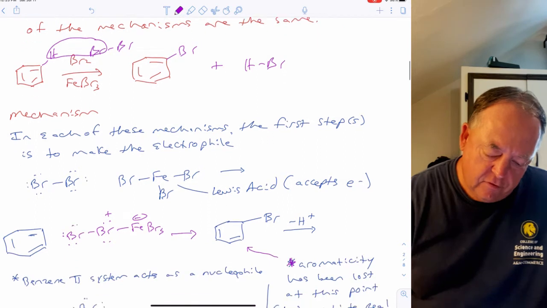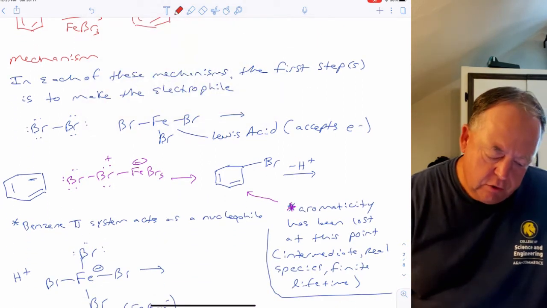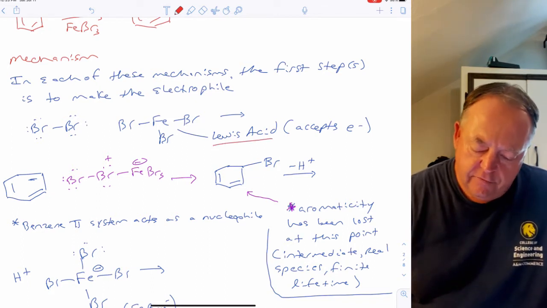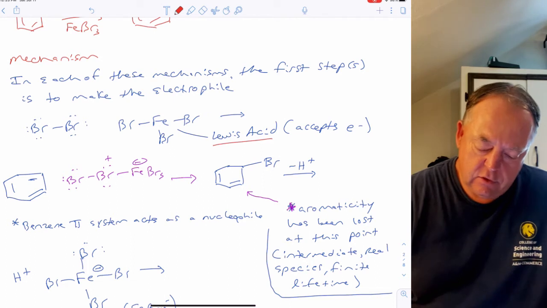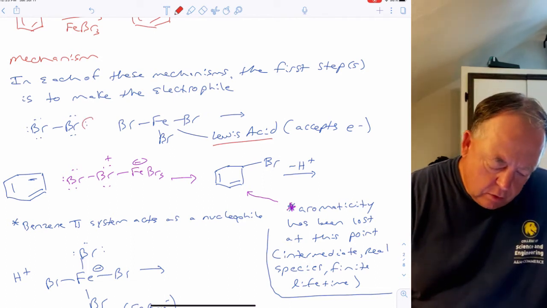So the mechanism for how that reaction works. Br2 reacts with FeBr3. FeBr3 is a Lewis acid. If you remember what a Lewis acid is, a Lewis acid is something that accepts electrons. So we can take one of the bromine atoms and make a bond to iron.